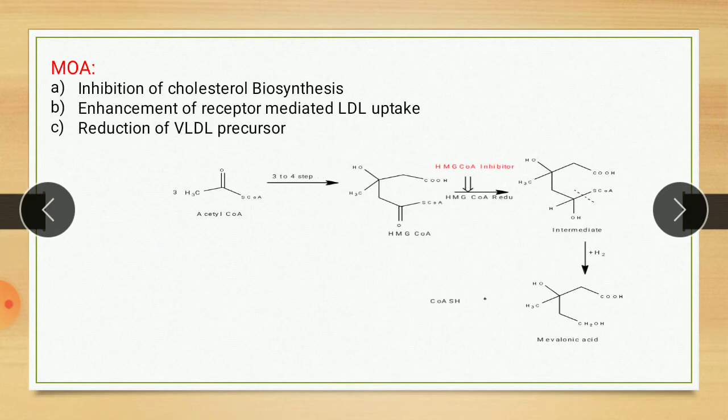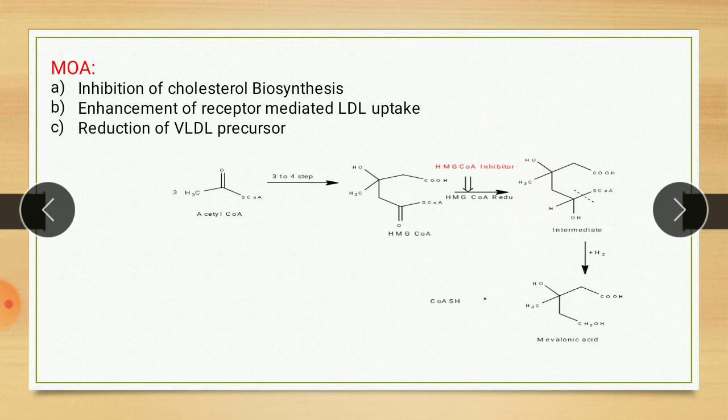Now regarding mechanism of action, as the name indicates, HMG-CoA reductase inhibitors are the agents which inhibit the HMG-CoA reductase enzyme. As we saw in the earlier lecture about the biosynthesis of cholesterol, the reaction starts from acetyl-CoA, then forms HMG-CoA, then by the enzyme HMG-CoA reductase it forms an intermediate and then mevalonic acid. This mevalonic acid after several steps is converted into cholesterol. So the important step here is the conversion of HMG-CoA into the intermediate by the enzyme HMG-CoA reductase.